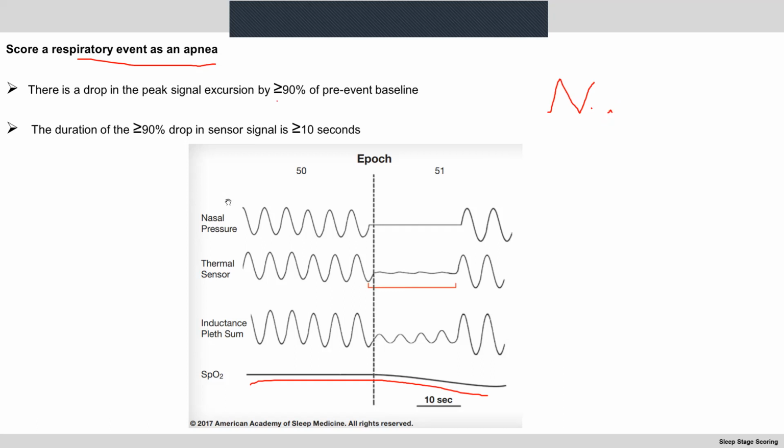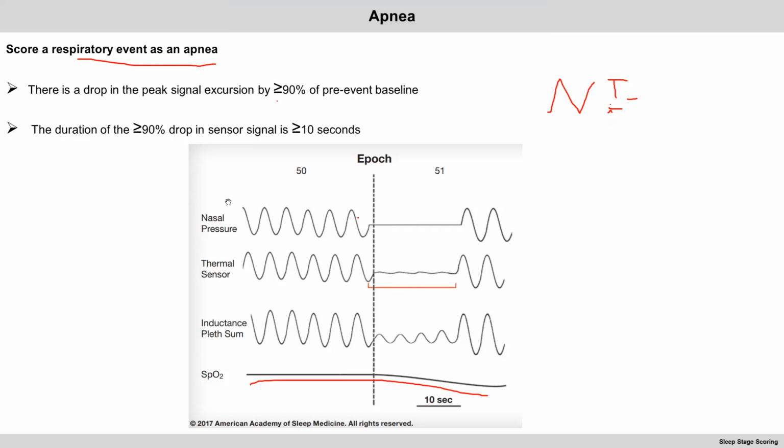So this 90% drop of the signal should be there in the amplitude of the nasal pressure or thermistor. In case of apnea, the nasal thermal flow is recommended over the nasal pressure, but in case of hypoapnea, nasal pressure is recommended for the scoring of apnea and hypoapnea.